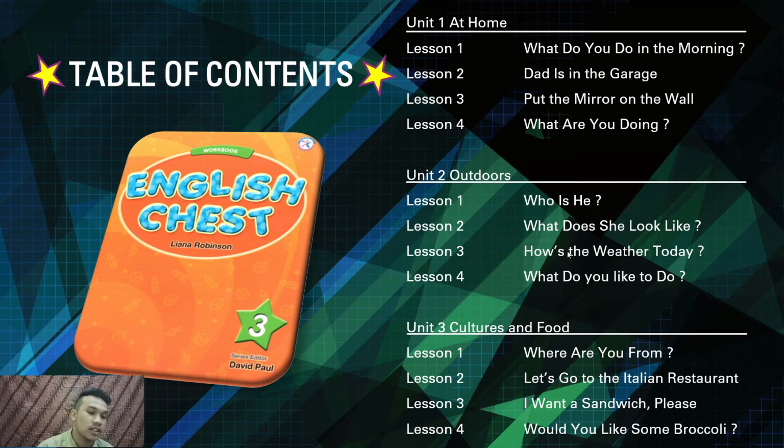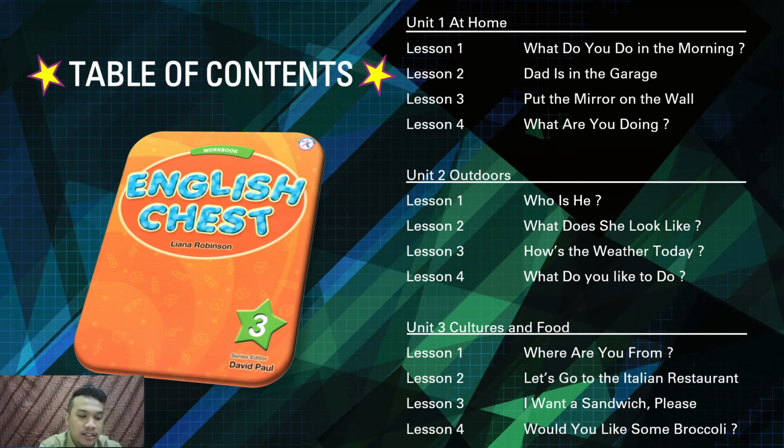Let's move to lesson 2: What does she look like? In this second lesson, students will learn how to describe someone or something. It means this lesson brings students to understand adjectives, for example blonde, fat, thin, cute. For example, a sentence like, what does she look like? She's cute. She's short and pretty.